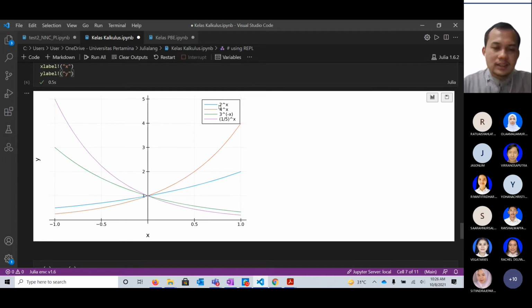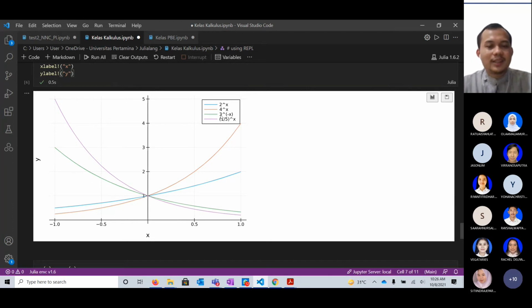So let's look at the base. The red one, the base is 4, meaning that the base is more than 1. If the base is greater than 1, we have an increasing function. But if the base is between 0 and 1, we have a decreasing function, because the purple one is 1/5 power x, right?